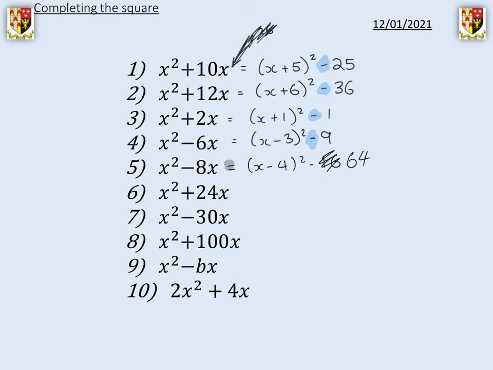Okay, so on the last two, just leave those for the moment, but you might want to have a go at these two. I'll just pause it for a second, and then you should pause it too, and just have a go at 6, 7, and 8 there.